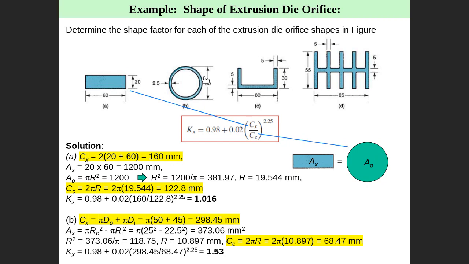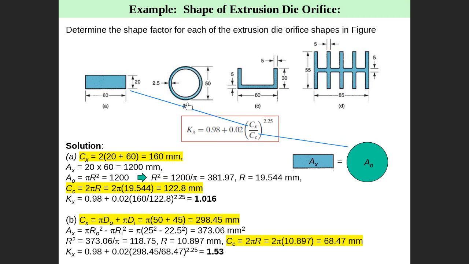Okay, shape factor in the second case. Immediately, first we need to obtain Cx and Cc. Cx is directly the perimeter of this guy. What is the perimeter of this guy?